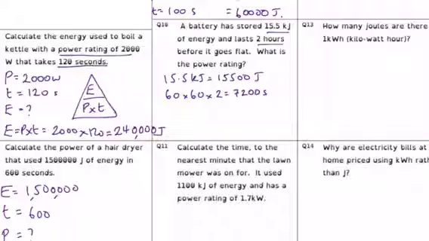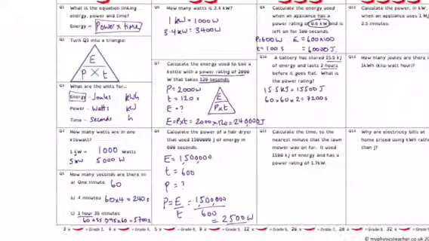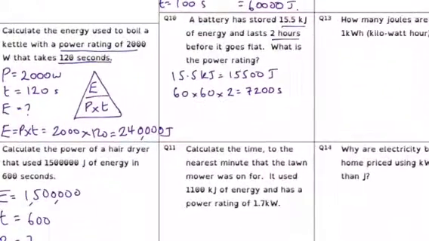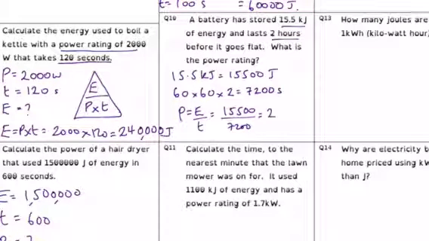We want to find the power rating. So again, we go back to our equation, and we know power is energy divided by time. So 15,500 divided by 7,200. Use a calculator and you get quite a long number. So we can round that to 2.15 watts.